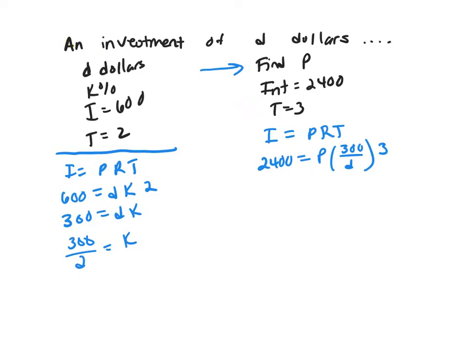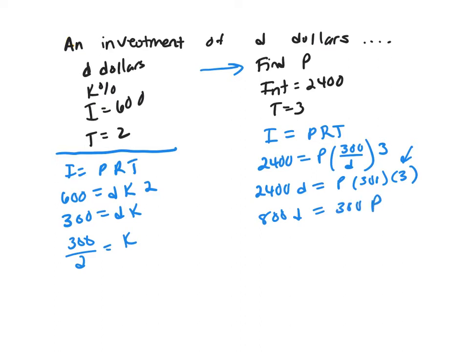Let's multiply both sides by D to clear our fractions. And that gives me 2,400 D equals P times 300 times 3. And let's divide both sides by 3. If we divide both sides by 3, we get 800 D equals 300 P.